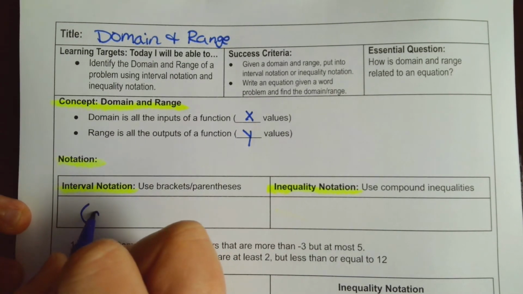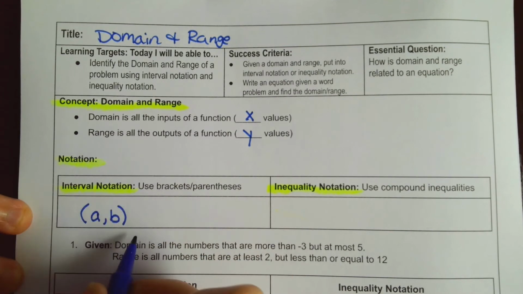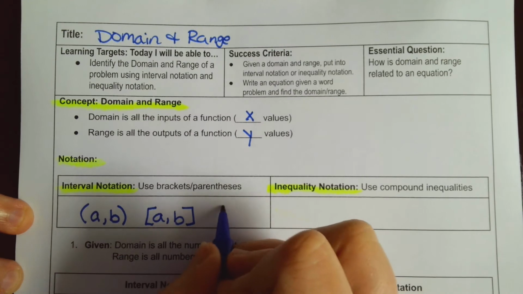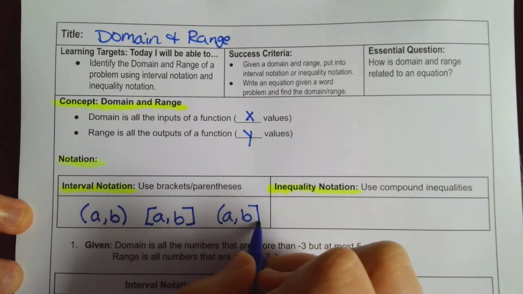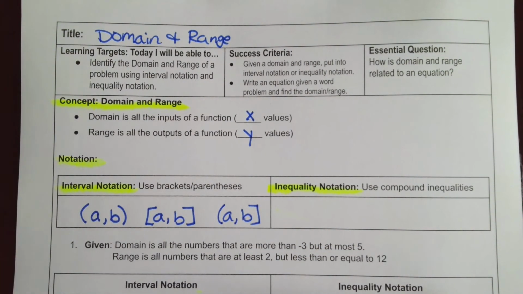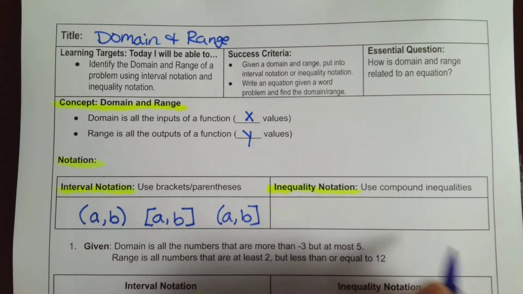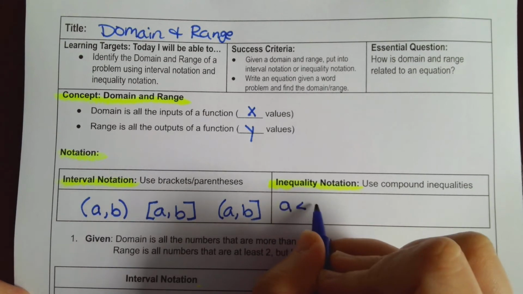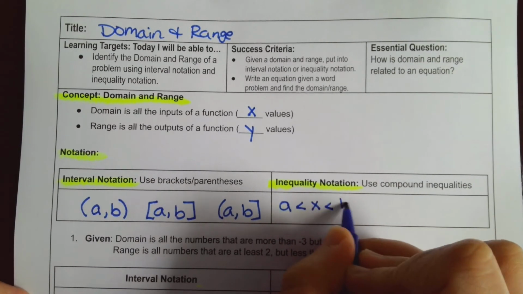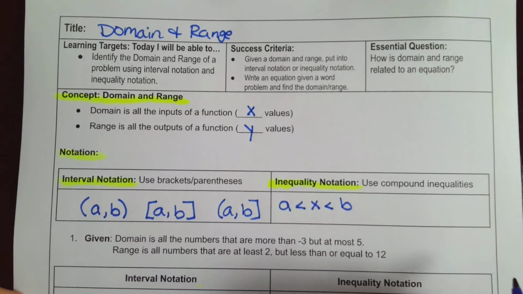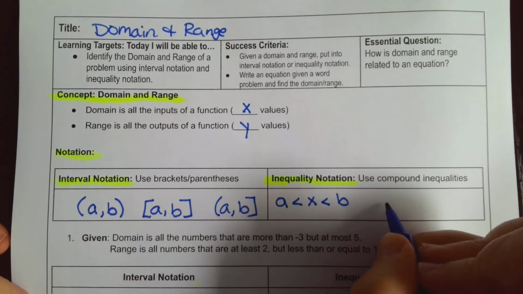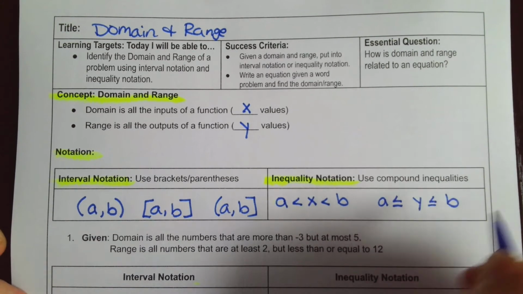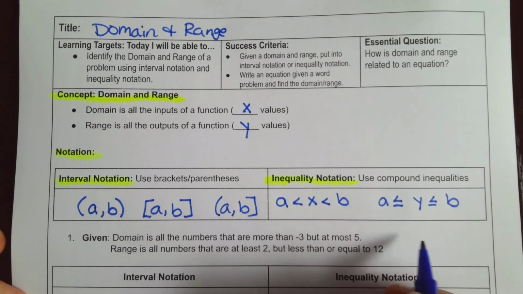So this is going to be something like a, b with parentheses. It could be a to b with brackets, or it can be a mix of one of each, a parenthesis and a bracket. Inequality notation is a compound inequality, and so it's going to be separated by less than symbols. You will never have greater than. Or they could be less than or equal to. So as you notice, they're always going to be a less than.